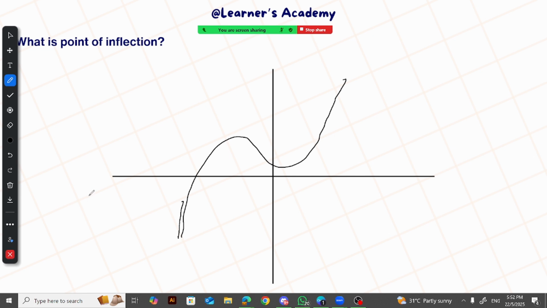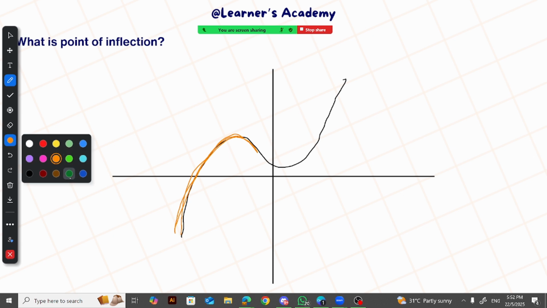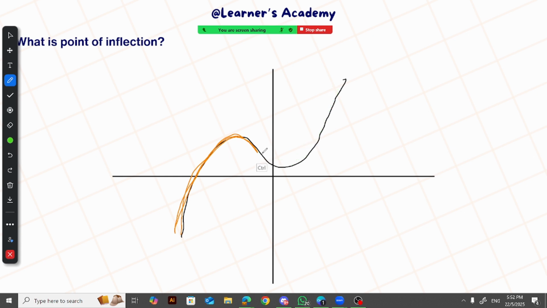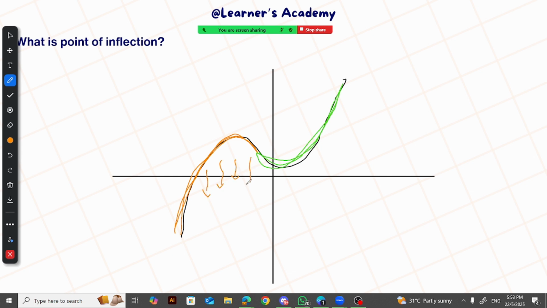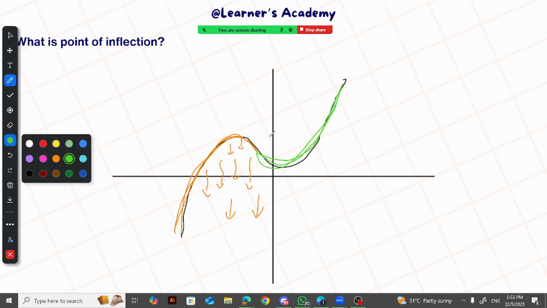You can basically break down this cubic function, or cubic graph, into two different curves. This curve, and then another curve is this curve. From this, you can pretty much see that this curve is facing down this way. And then the other curve of the graph is facing upwards. So something like this.